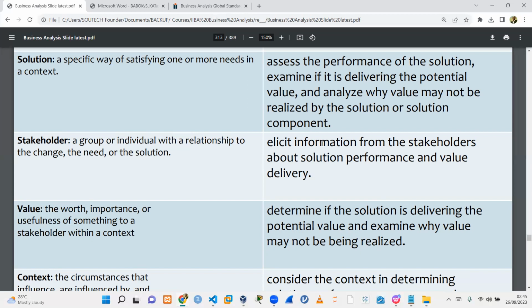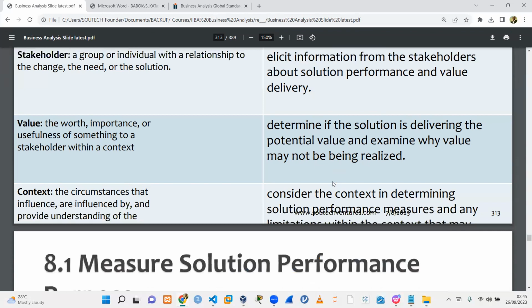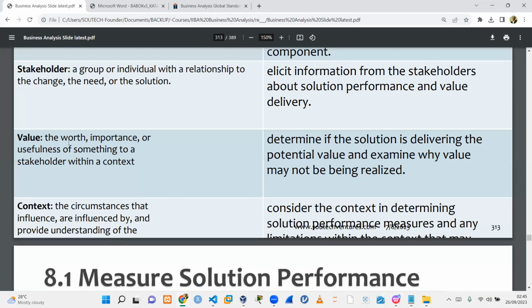So what a BA is going to be doing here is to elicit, to gather information from the stakeholders about solution performance and value delivery. Because you want to make sure here at solution evaluation that you're actually looking at what you have done to see if it's performing very well. So in value, we're looking at the worth, the importance, the usefulness of something to a stakeholder within context. In context, the circumstances that influence and provide understanding of it.